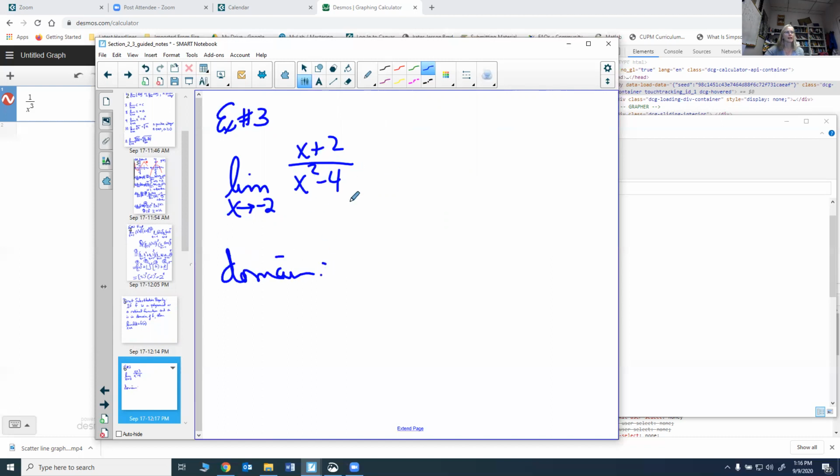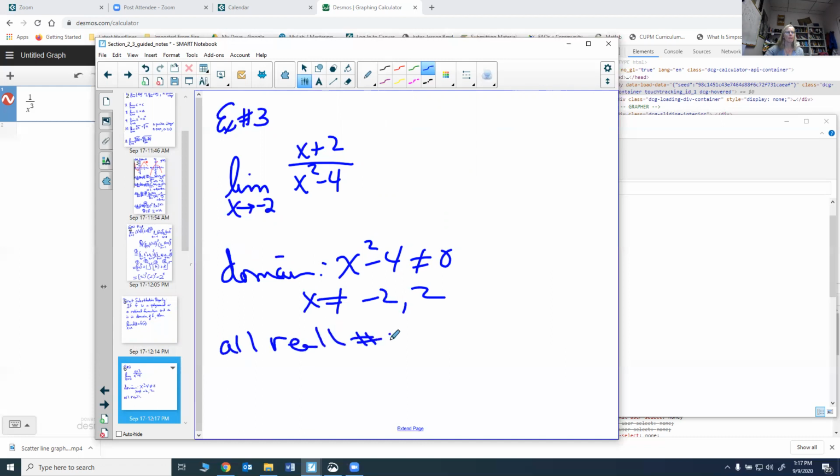And the domain, remember, you can't have 0 in the denominator, so x squared minus 4 can't equal 0. So x can't equal -2 and 2. So the domain is all real numbers except 2 and -2.